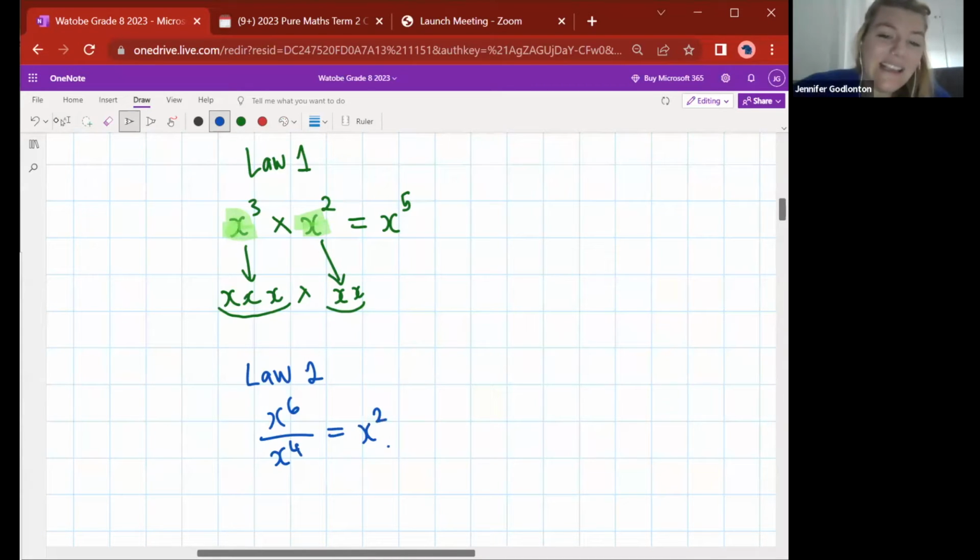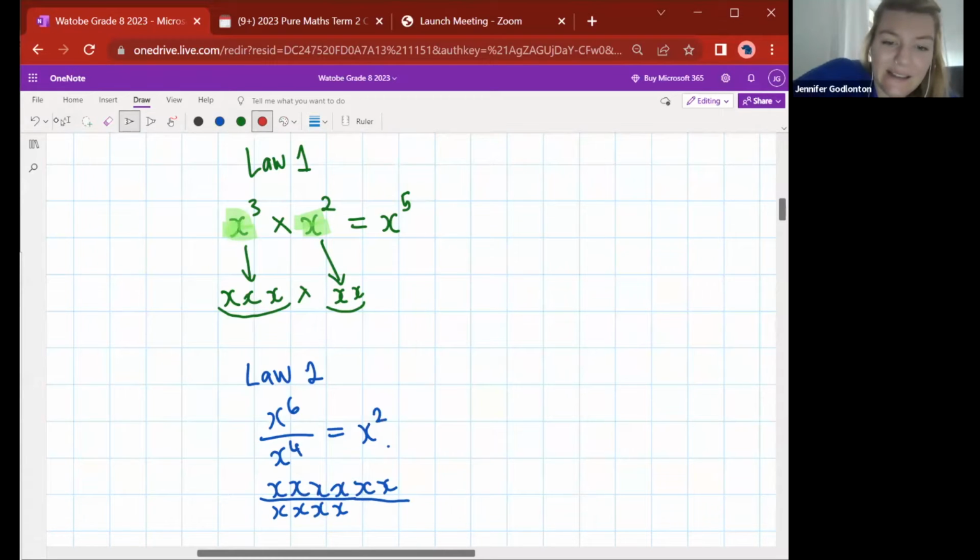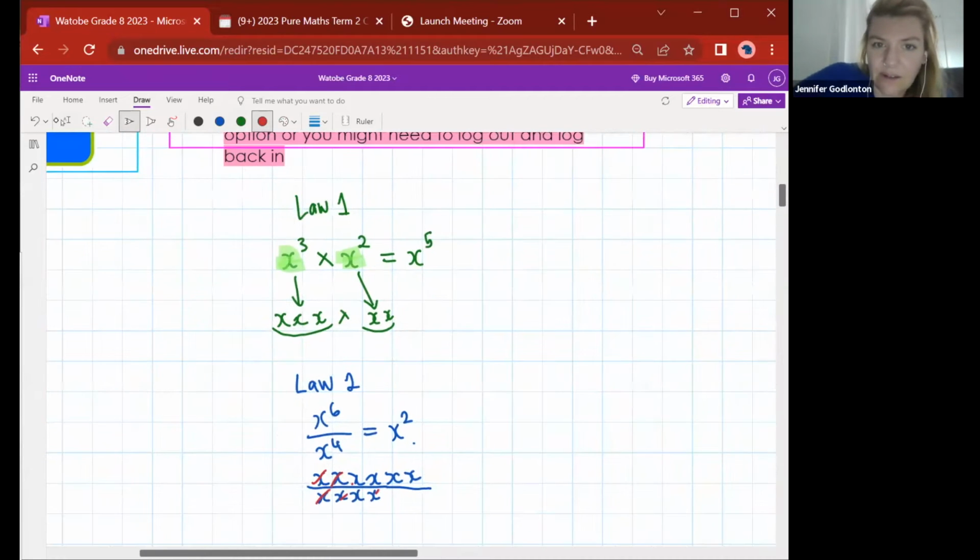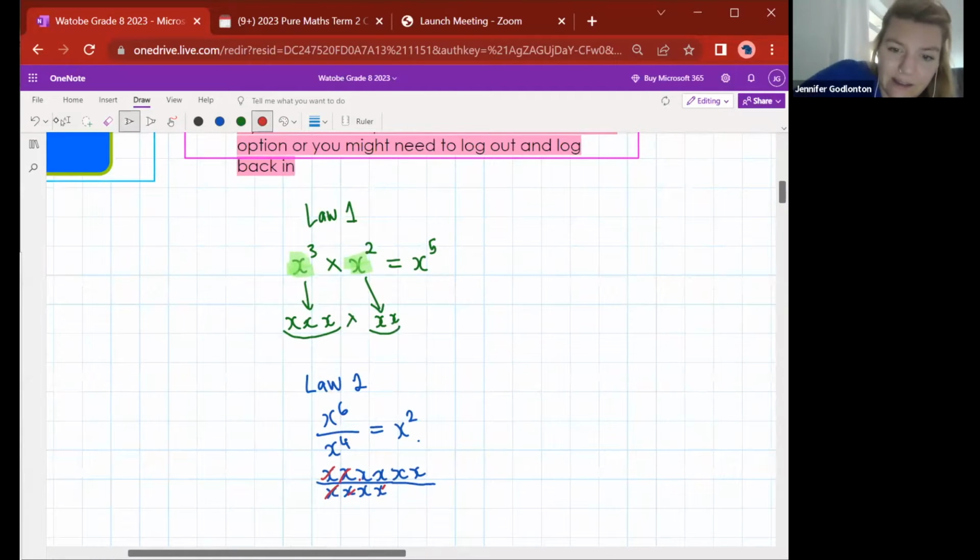And again, it's because if we were to write this out the long way, we would have 6 x's chilling on the top, 1, 2, 3, 4, 5, 6, and we would have 4 x's chilling at the bottom, 1, 2, 3, 4. And so when we cancel them out, you'll see that we are left with 2 just chilling at the top. So that's when it's nice and easy.